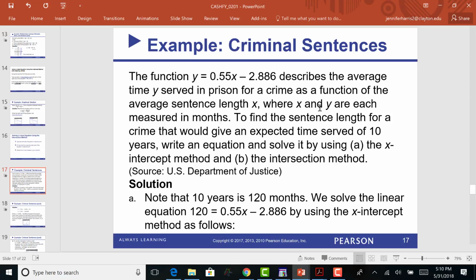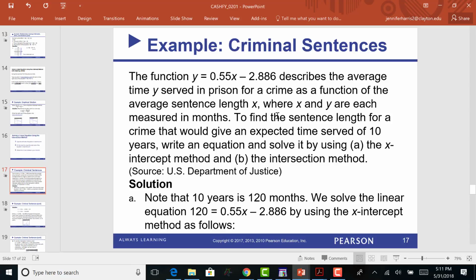The average time that you actually served, and x is the sentenced amount. Okay, so let's make sure. What did they give us in this particular sentence to find the sentence length for a crime that would give an expected time served of 10 years? So we don't know the sentence amount that the judge sentenced them to, but they actually served 10 years. So how much were they actually sentenced to? That's what we're trying to find out.